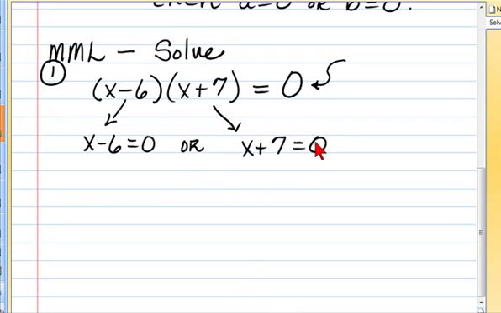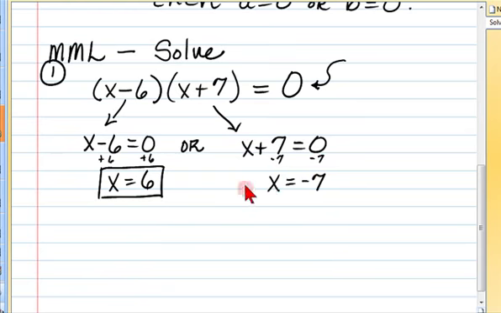The nice thing is, even though this was a quadratic equation, the factors, when I set them equal to 0, those are itty-bitty linear equations that you've been solving for years and years. So how would you solve this equation? Wouldn't you add 6 to both sides? You might not even write it down, and you would get x is 6. How would you solve this little bitty linear equation? Wouldn't you subtract 7 from both sides? And you get x is negative 7.